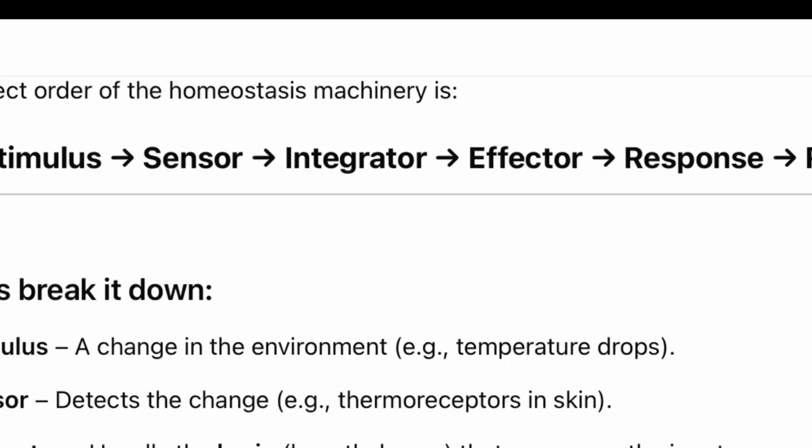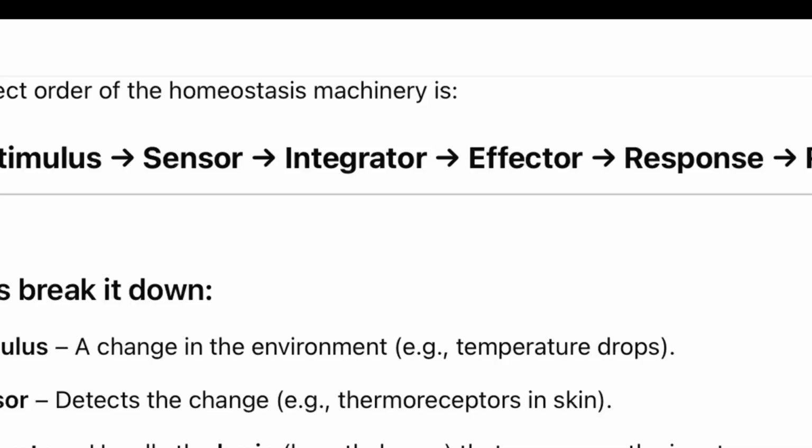How? Stimulus, which is the change in the environment, like the temperature drops. Sensor detects the change, like thermoreceptors in the skin of our body. Integrator, usually the brain or hypothalamus, that processes the input. Effector, organs, muscles or glands that carry out the command, like shivering of the muscles. Response, the action taken, which is the heat production. As a result, homeostasis is restored.